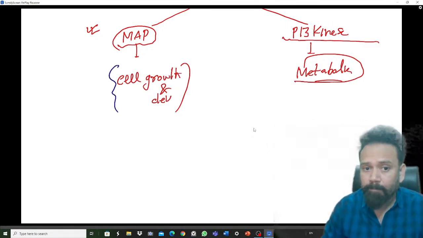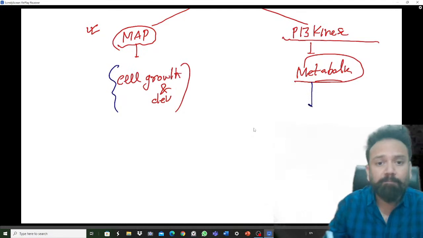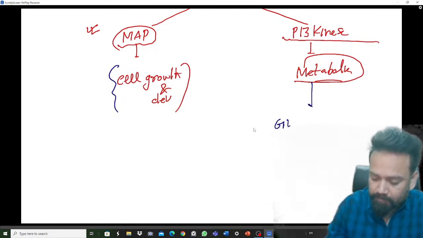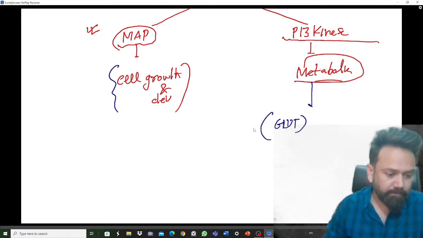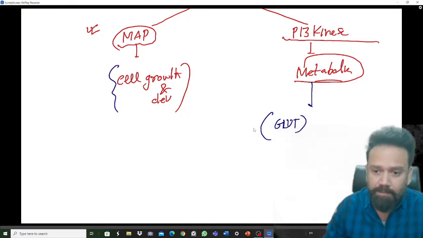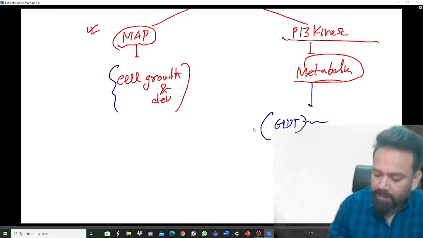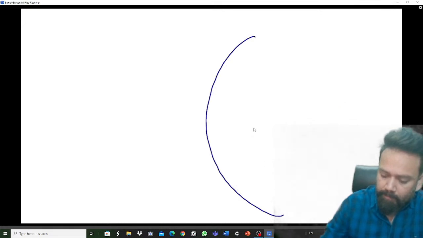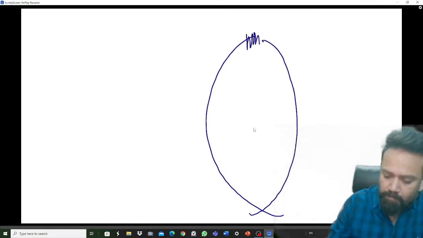Now tell me one thing. What is the metabolic function? It acts on which glut? Which glut is insulin dependent? Yes, Dr. Prem, Dr. Patel, Dr. Khan. This is glut 4. See, suppose this is your muscle, and this is your blood circulation.